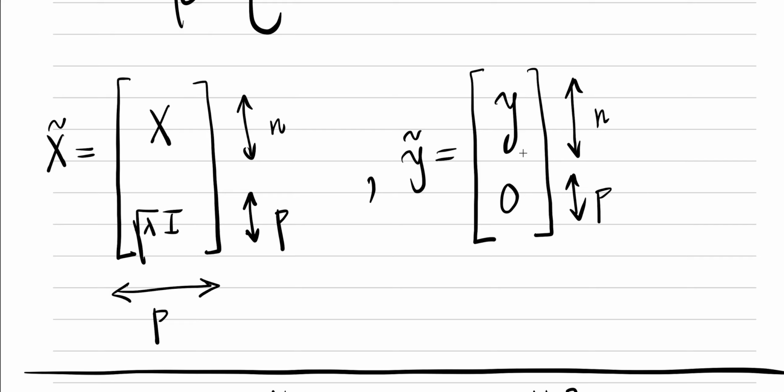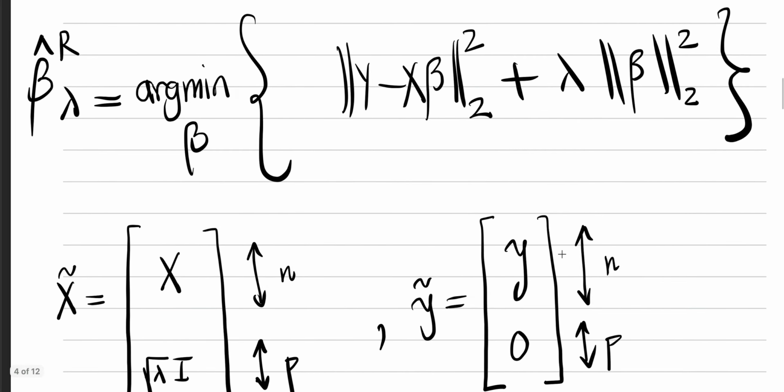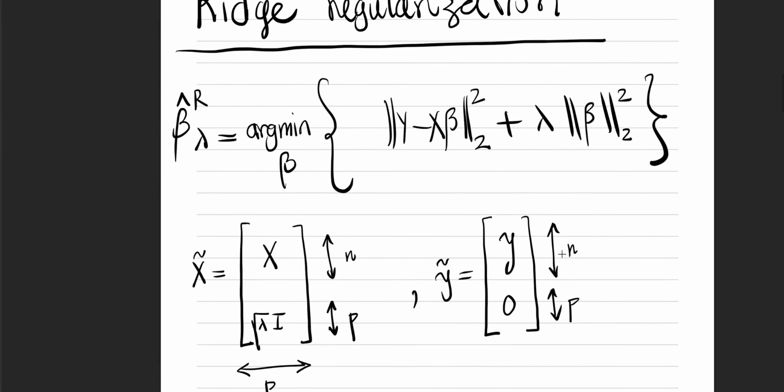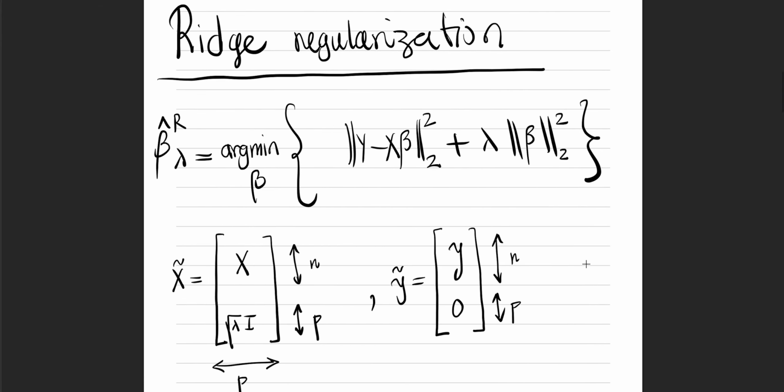Y tilde is y and then filled with zeros at the bottom. So it's a block vector. We have one block y and we have one block 0. So it's n plus p rows and one column. And then the question is, is there a way to formulate the ridge regression problem as a least squares problem in terms of x tilde and y tilde? That's the objective of the rest of the lecture.